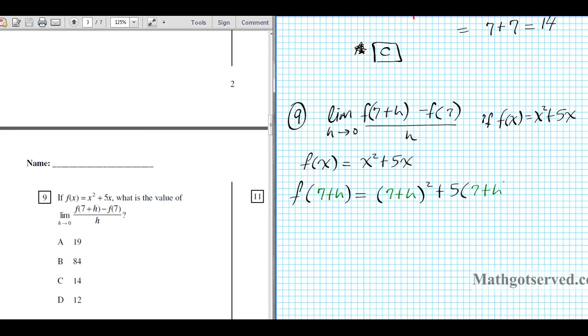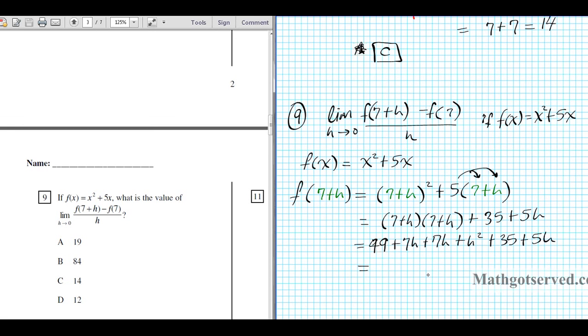All right, and now let's simplify this. We're going to have 7 plus h times 7 plus h because of the square. Then distribute this 5 to both terms in the parentheses, plus 35 plus 5h. Now let's FOIL this out. First outer inner last. First is 49. Outer is 7h, inner is 7h. Last is h squared, plus 35 plus 5h.